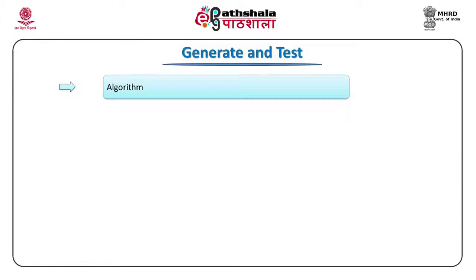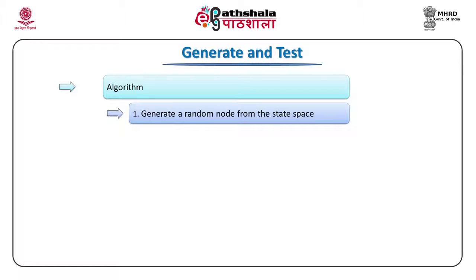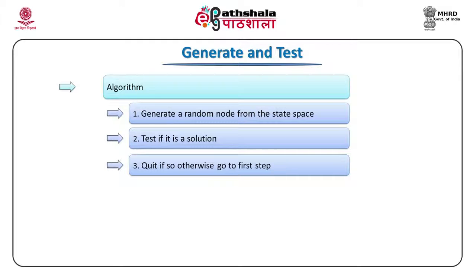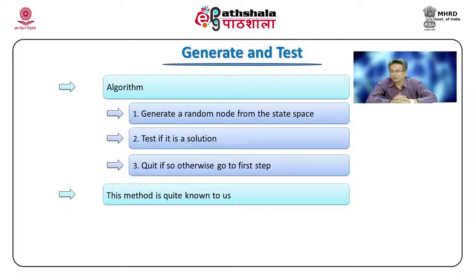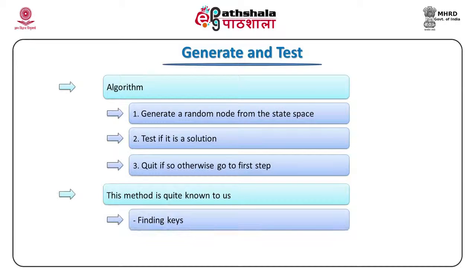Look at the slide. The algorithm begins with generating a random node from a state space, okay, my pocket for example, which I just did. Test if it's a solution. If the keys are there, I've got the solution, I quit. If it is not, I go to the first step. I try one more. The method is quite known, as I said. Finding keys is one example I've already given.